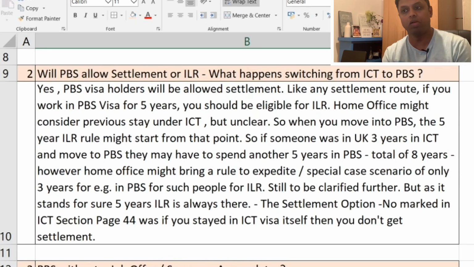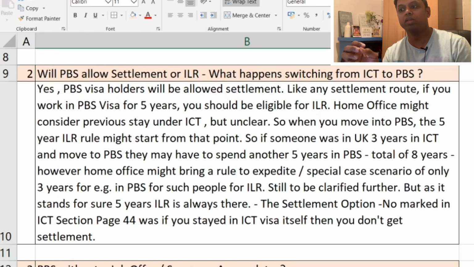For all of the settlement routes that have existed in the UK in the last few years, the criteria is that if you work in that settlement visa for 5 years, then you are eligible to apply for an ILR. And after being on ILR for 1 year, you can get citizenship. It's a very clear path.